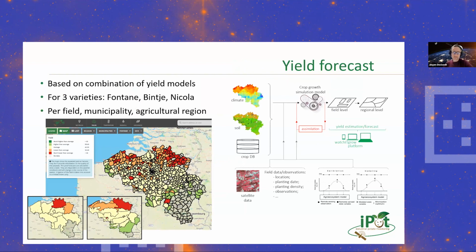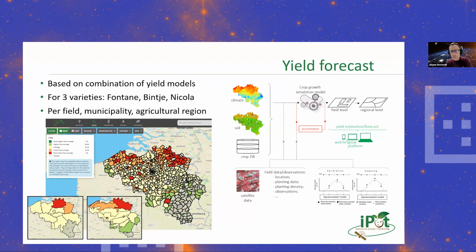So on top of that, we developed a yield forecasting model where we used a combination of various yield models for 3 specific potato varieties, which are predominantly available in Belgium, the Netherlands, France, and Germany, and created such a yield forecast on field level, and then also, of course, aggregated to higher administrative levels.